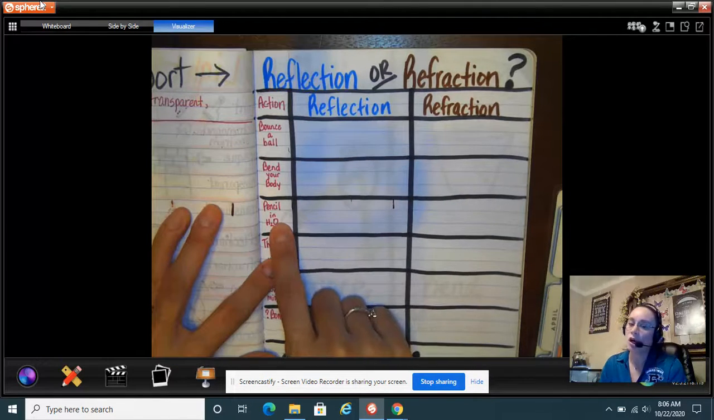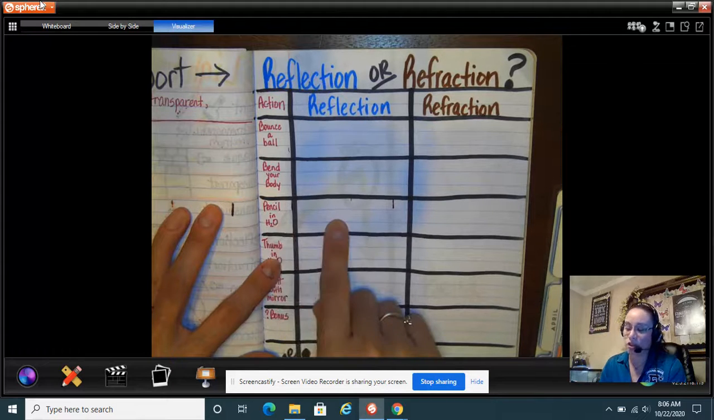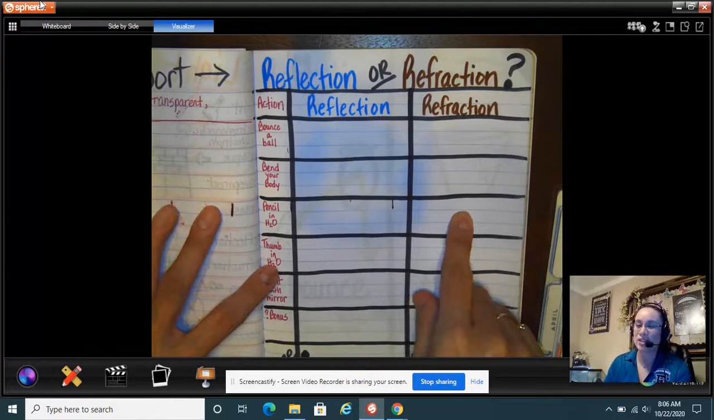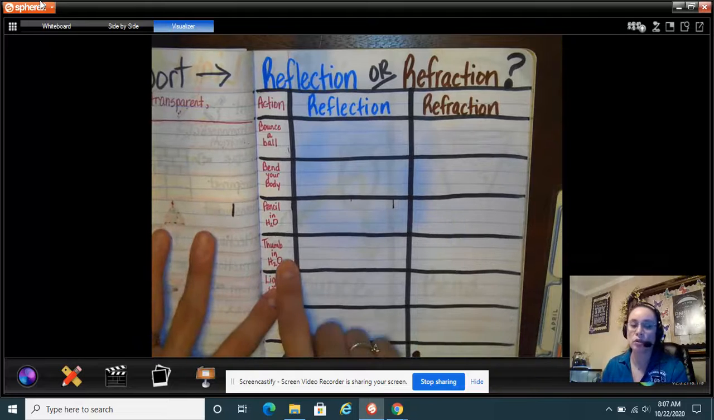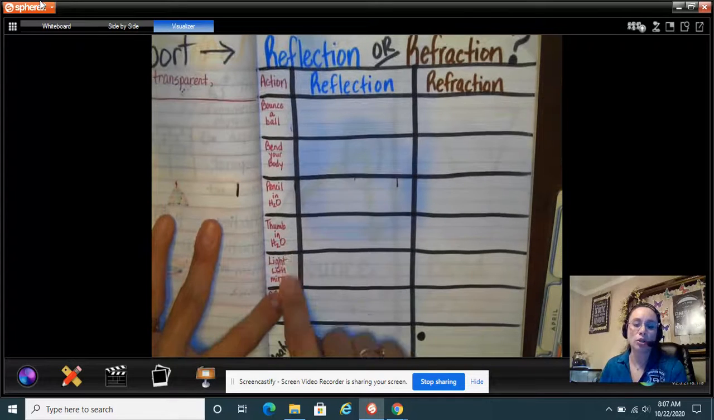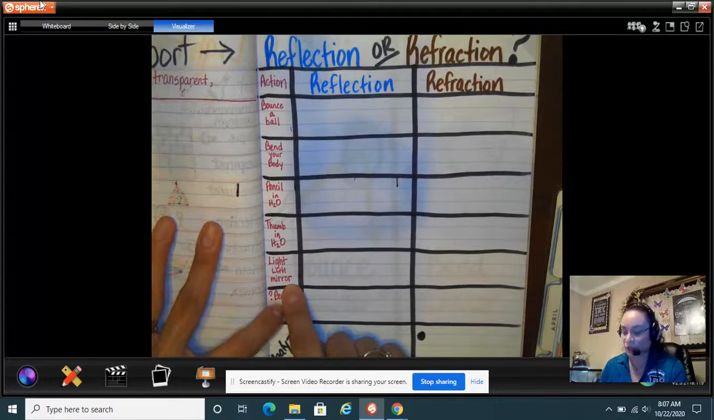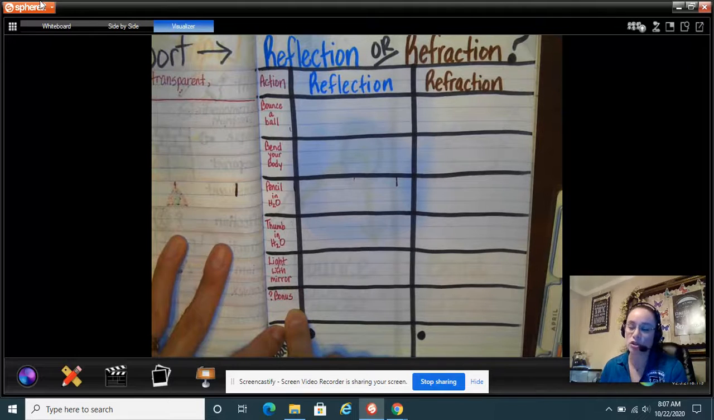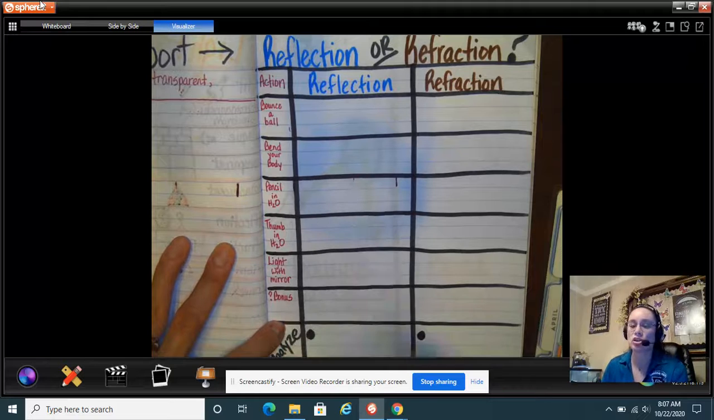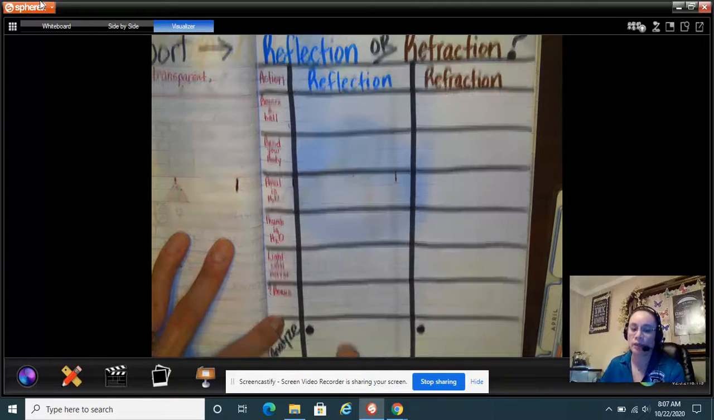Pencil and water. Is that going to be for reflection or refraction? So all of these actions I skipped 3 lines for. You're going to put your thumb in water. You're going to put your light with a mirror. And then you're going to have a bonus action that you're going to create at the time on Thursday with all the materials that you need for Thursday's lab.